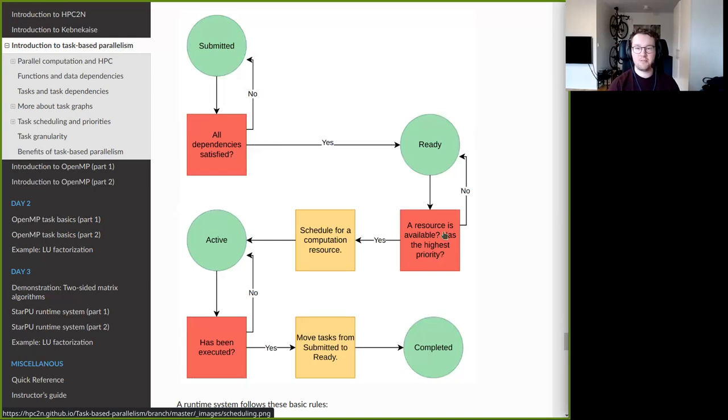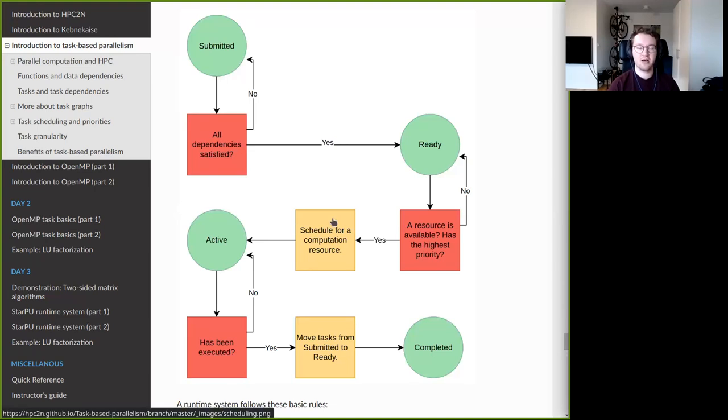When the task is in the ready pool, it will check whether we actually have a CPU core or a GPU ready to execute the task. And then if there are priorities, it is also going to check if this task is the highest priority task at the moment. If that is the case, we have a CPU core or GPU available, and this is the high priority task, then it is going to be scheduled on the resource. So the CPU or GPU will start executing the implementation of the task. If not, it will stay in the ready pool.